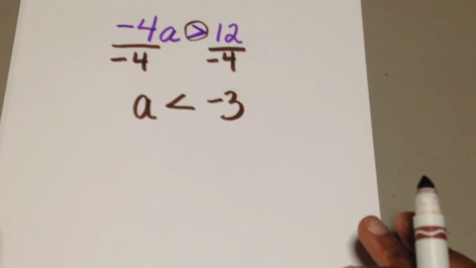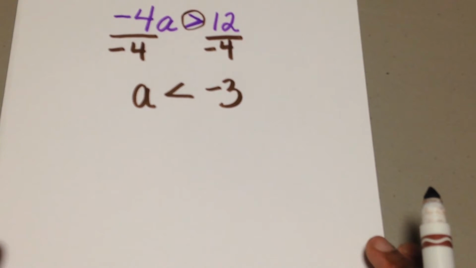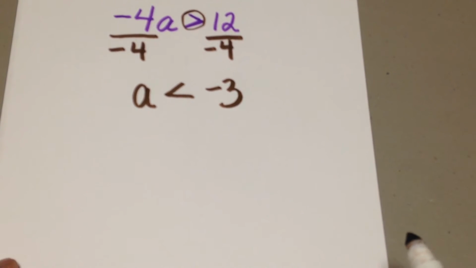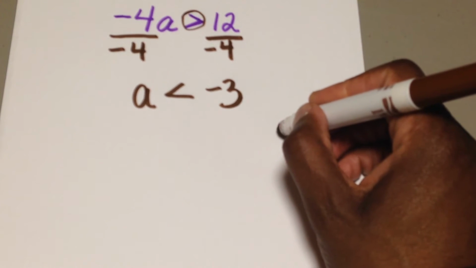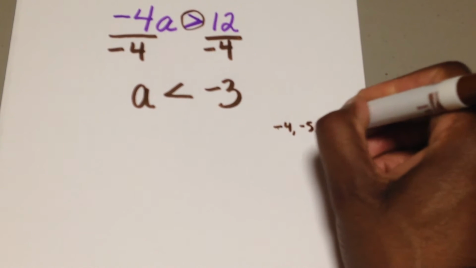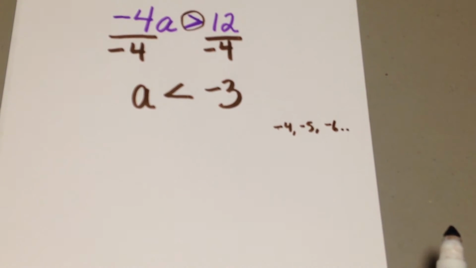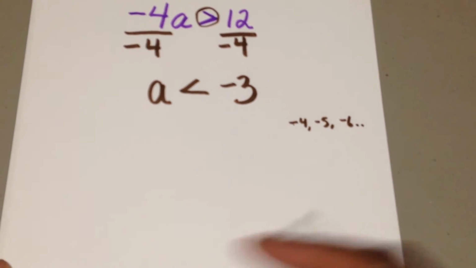Now we're just going to check to see if that's true. So let's do a check on it. A value for a that's going to be less than negative 3 would be, let's say, negative 4, negative 5. These would be the values: negative 4, negative 5, negative 6, and so on. So let's use negative 5.